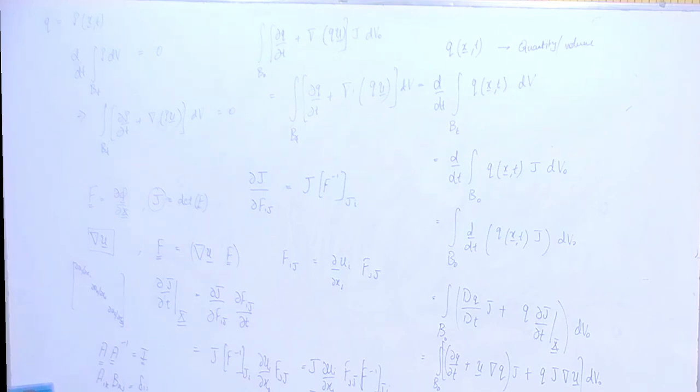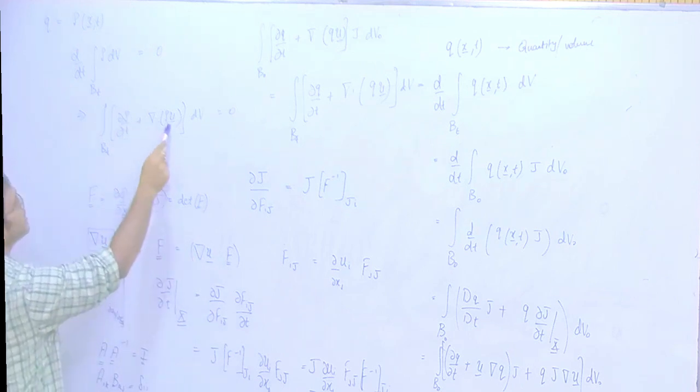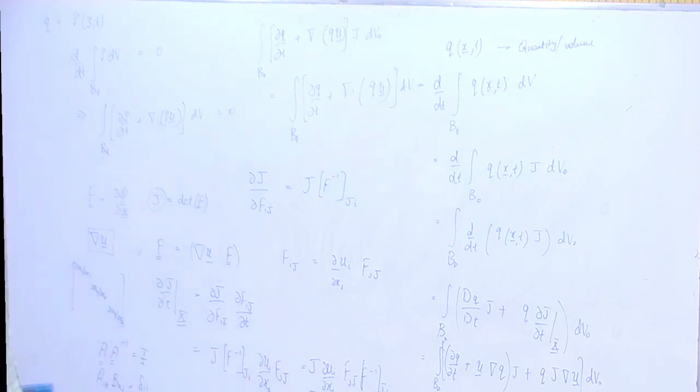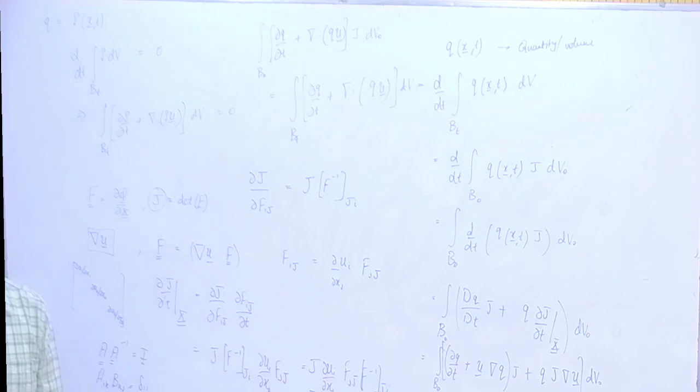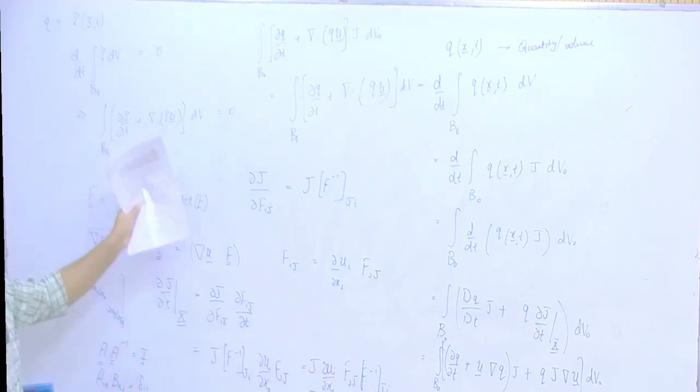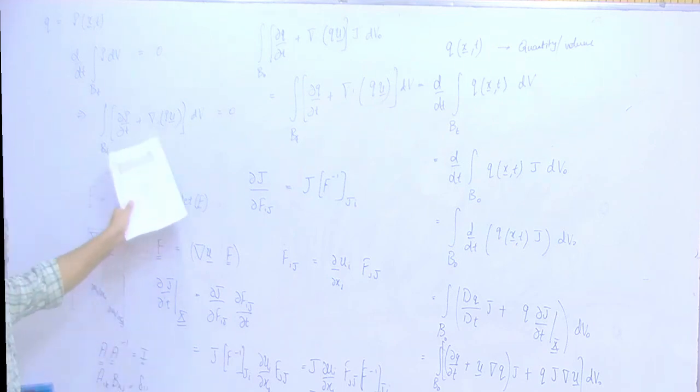Okay. So this means that ∂ρ/∂t + ∇·(ρu) dV is 0. Now this is integrated over the instantaneous shape. For all arbitrary instantaneous shapes that a blob could take, we have the integral of this integrand being 0.